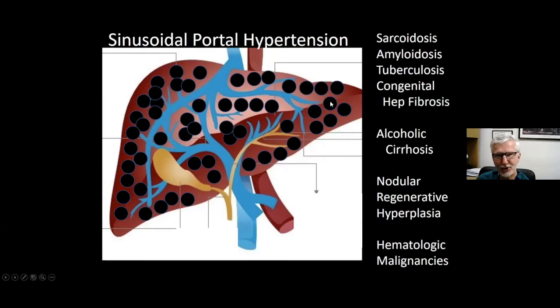This is a patient with sinusoidal portal hypertension. And these are the patients we do TIPS on. Almost all of our patients that we intervene on for portal hypertension have this pathology, sinusoidal portal hypertension.